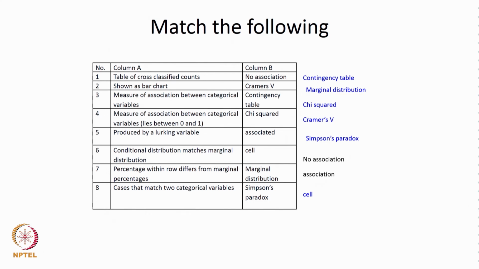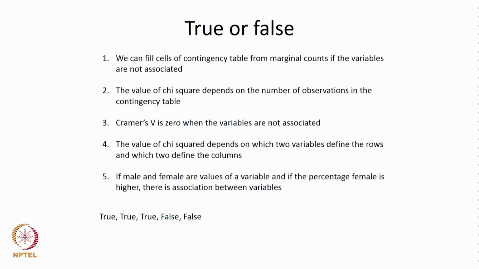So, this kind of helps us understand the basic concepts. It also tries to tell us what is a contingency table, what is a cell, what is a marginal distribution, what are the methods of association, and when do we have association and when we do not have association. So, let us continue with some true or false.